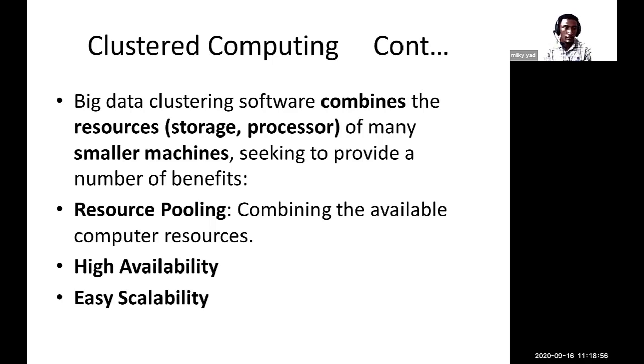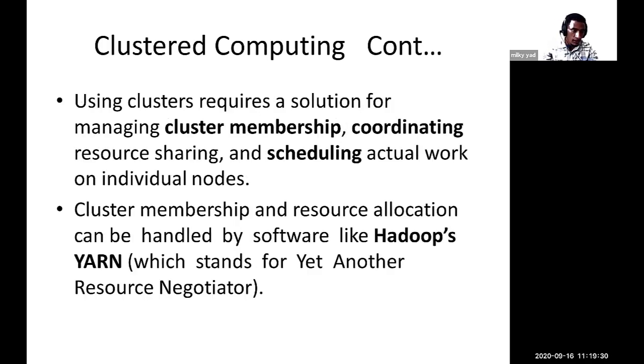The main advantages or benefits of this software are, the first one is resource pooling. That means combining the available computer resources from different personal computers, but all these computers are connected using a computer network. Also it creates high availability for the end user. And it is very easy for scalability. That means by adding additional machines, additional computers, using this cluster software, we can manage these advantages, okay?